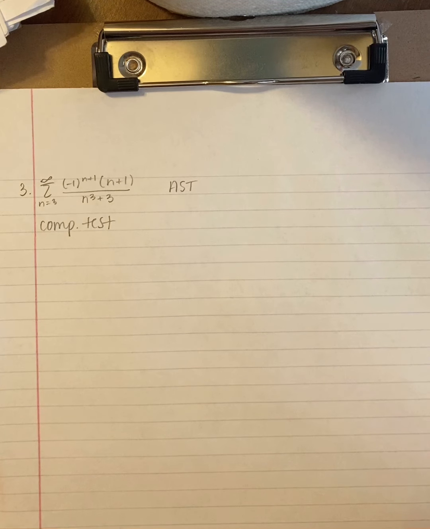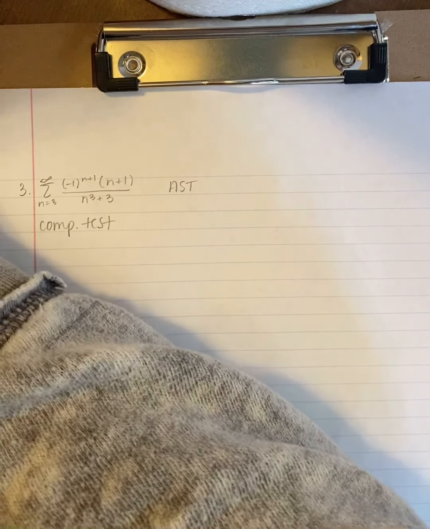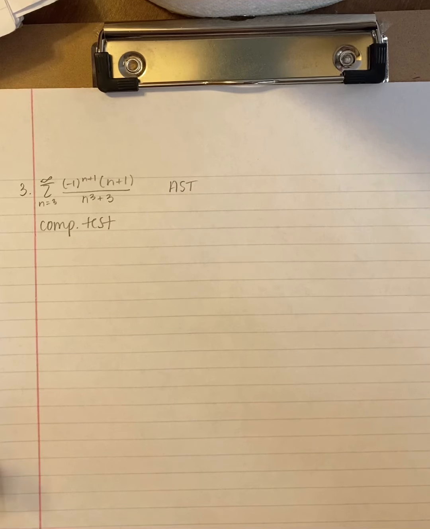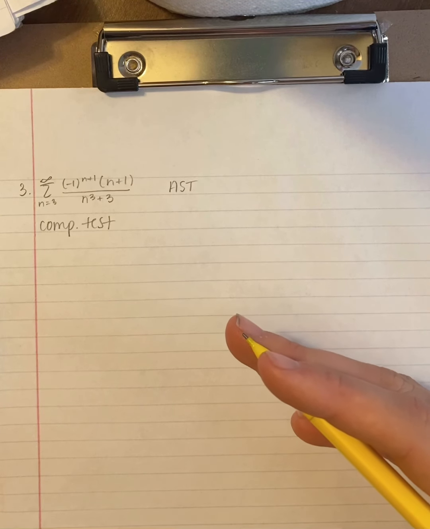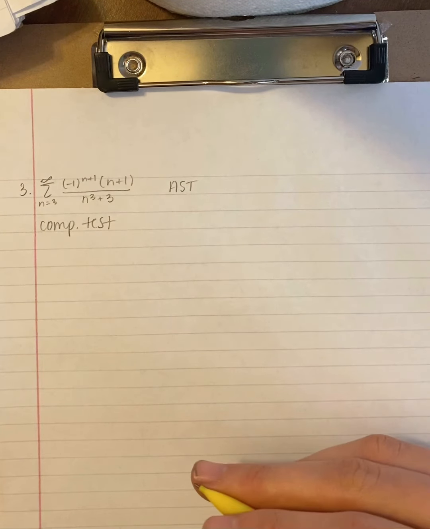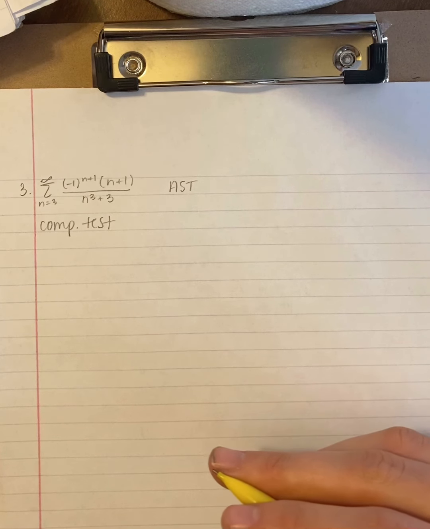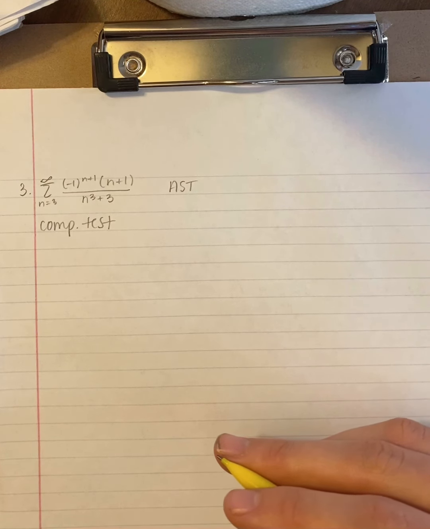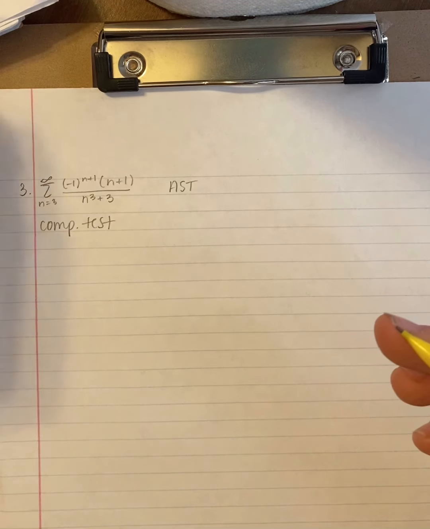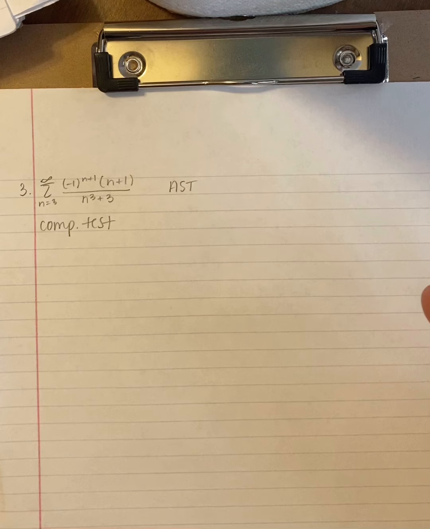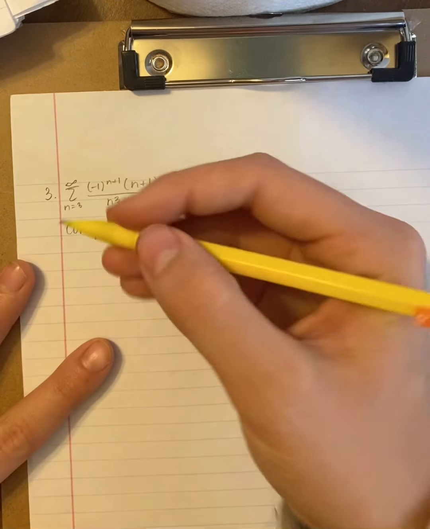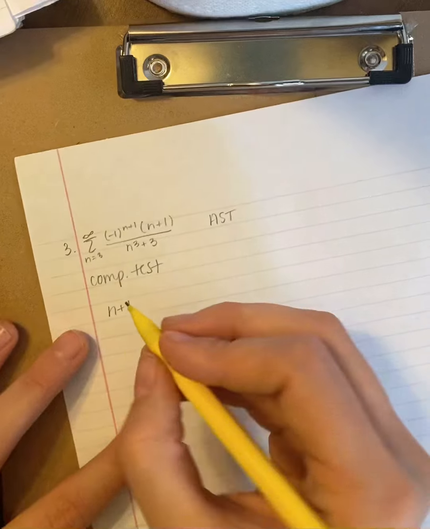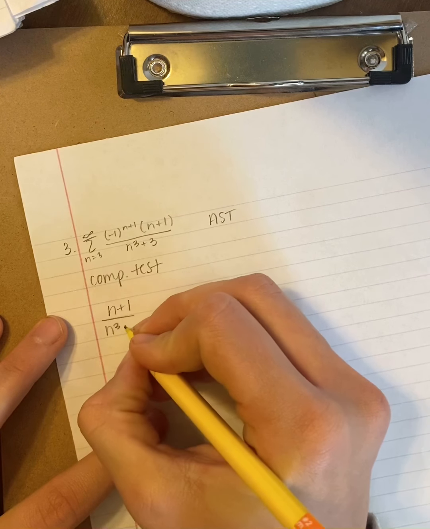On top of that, we're wanting to know if it's absolutely or conditionally convergent or divergent. And we know that if we remove the alternating part and it converges, then it's absolutely convergent. And if it diverges, then it is conditionally convergent. So when doing that, we're going to remove the alternating part. So we have (n + 1) over (n^3 + 3).